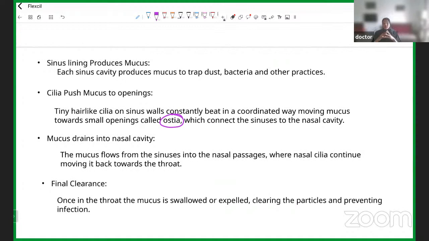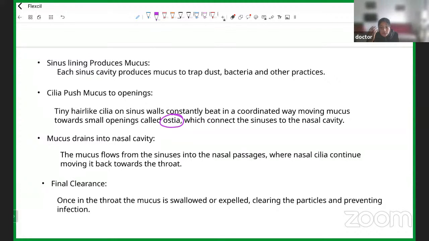Anyone who's following Dhingra, it is mentioned in a small paragraph, and they have mentioned a conveyor belt in it. So you don't have to really bother about it. You can just write it in this form: the nose has a sinus lining that produces mucus, and each sinus cavity produces mucus that traps the particles, followed by the cilia pushing the mucus to the specific openings. It means that they have tiny hair-like cells which will move in a coordinated way.